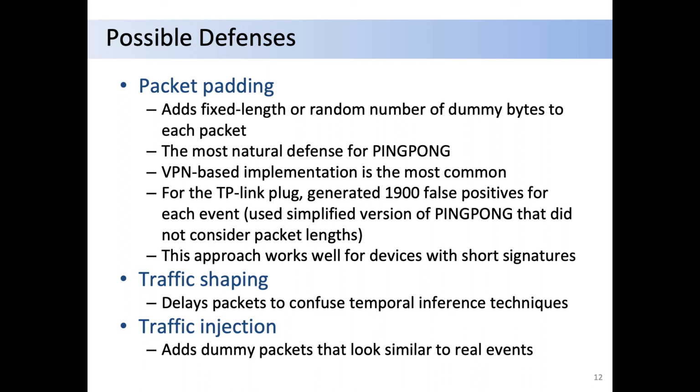They used one example, the TP-Link plug, and they were able to actually generate 1,900 false positives for each event. Now granted, they used a simplified version of PingPong that didn't consider packet lengths, but as you can tell by this one example, the approach works pretty well for devices with short signatures.